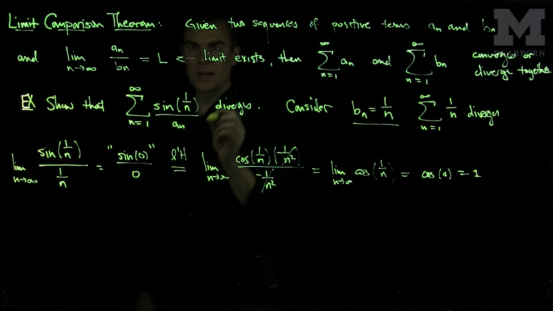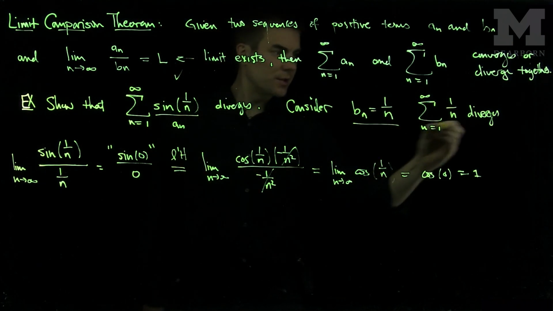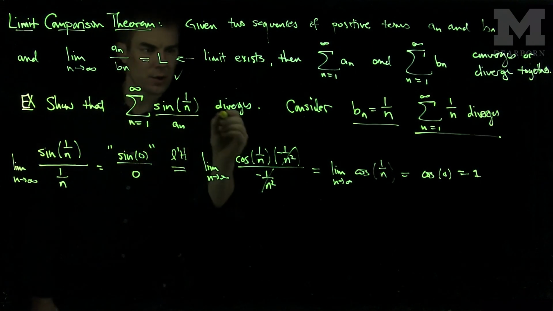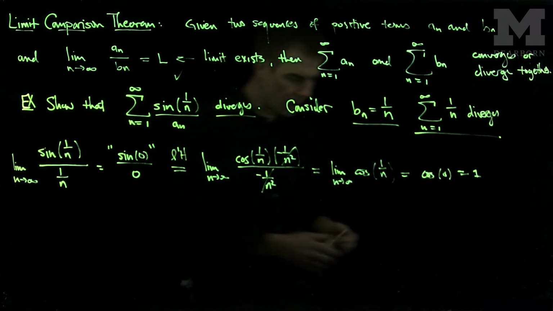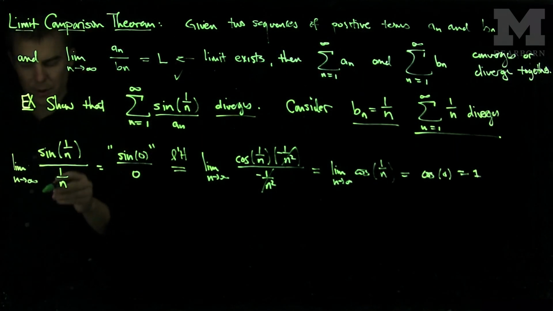So this limit exists, and since this limit exists, and we know that the series of bn's diverges, we conclude that this series over here will also diverge. Now we can see the next version of this. The limit comparison theorem also tells us two other things.